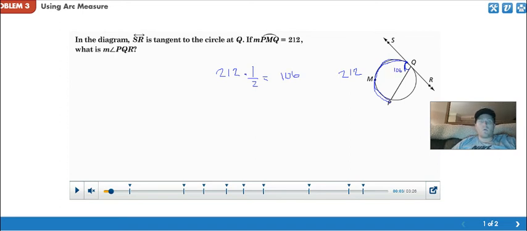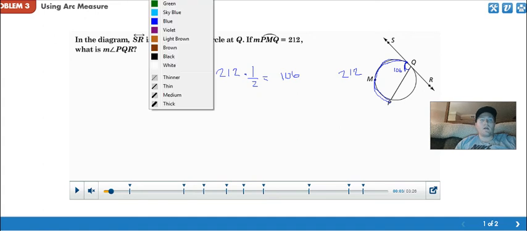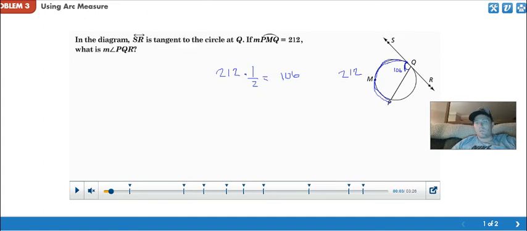Do you see how we have a straight line right there? We know a straight line adds up to 180. What we are trying to find out is what that angle is right there, which is angle PQR. So when we take 106 and add it with x, it's going to equal 180 degrees. When we take 180 minus 106, x is going to equal 74 degrees. And that's it.